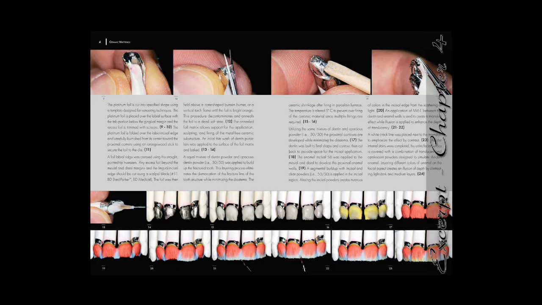The clinical illustrations provide step-by-step procedures for laboratory fabrication, surface preparation, adhesive protocol, and finishing procedures using these various all-ceramic systems.